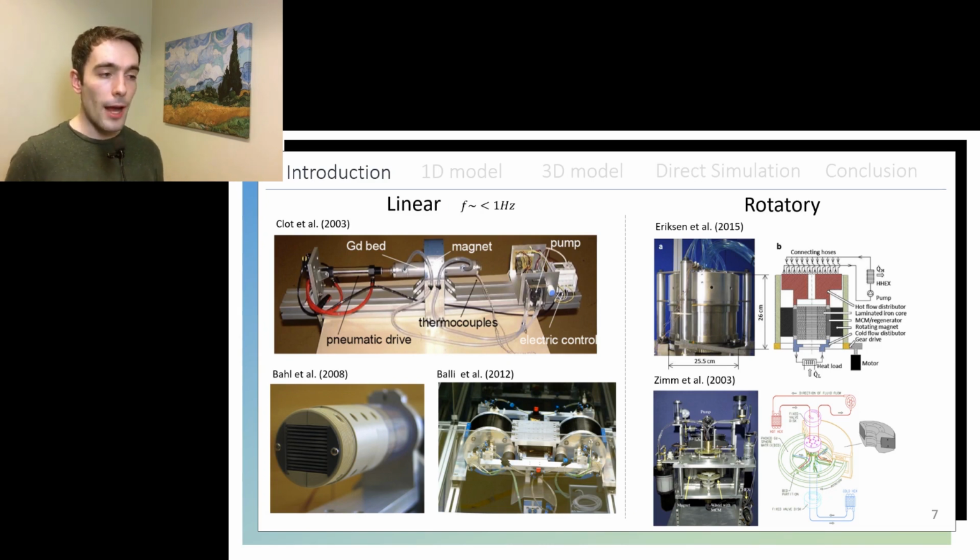Rotatory types, though, have a wheel in which regenerators are placed along its circumference, and that wheel of regenerators or a wheel of magnets spins relative to each other along the same rotational axis. So the spinning element acts like a flywheel, and that lets us operate the machine at much higher frequencies without so many mechanical losses. However, they require a much more complicated valve system to time very well the fluid surges in the thermodynamic cycle.